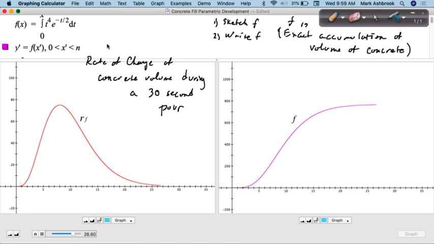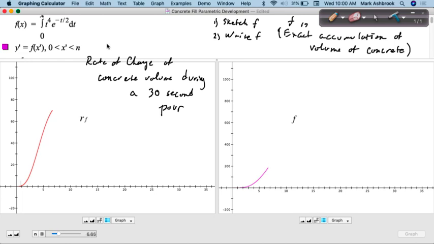Okay, so now what I want to do is create a new function. I want to know the rate. I want a function that gives me the rate of change, but no longer as a function of t, but as a function of the volume poured. So given the information you have from these 2 graphs.